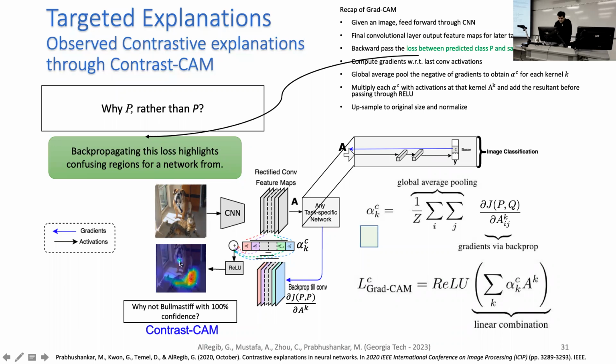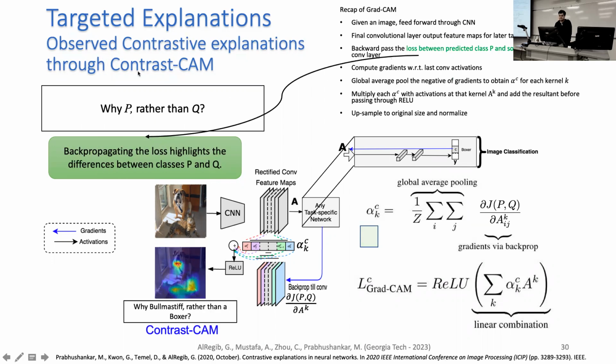I think again, this result is correct. I think there is a small region here and a larger portion here. Wait, I think I went to the next one. Yes, so this is the correct one. So loss between predicted class P and some contrast class Q is essentially what we are backpropagating. Again, the training is the same, the data set we used is the same, the network is the same. It's just that what we are backpropagating is giving us these different heat maps. Any question here? Yes.